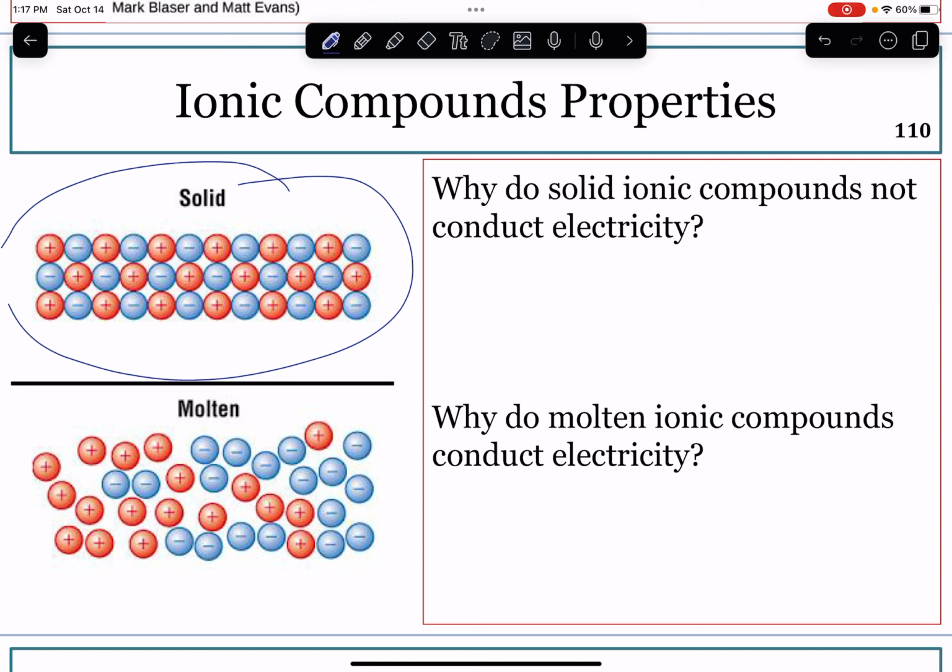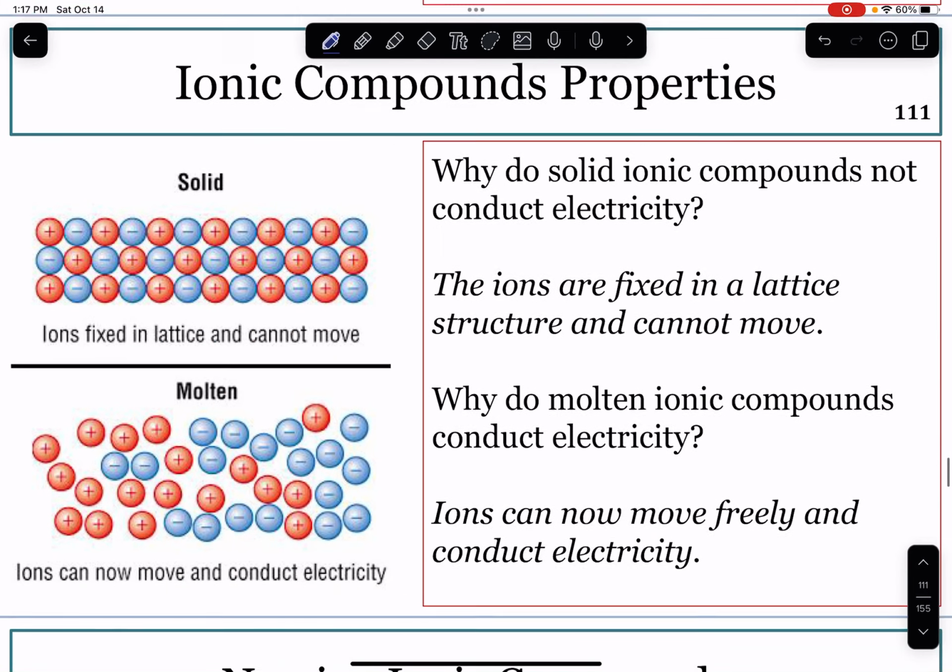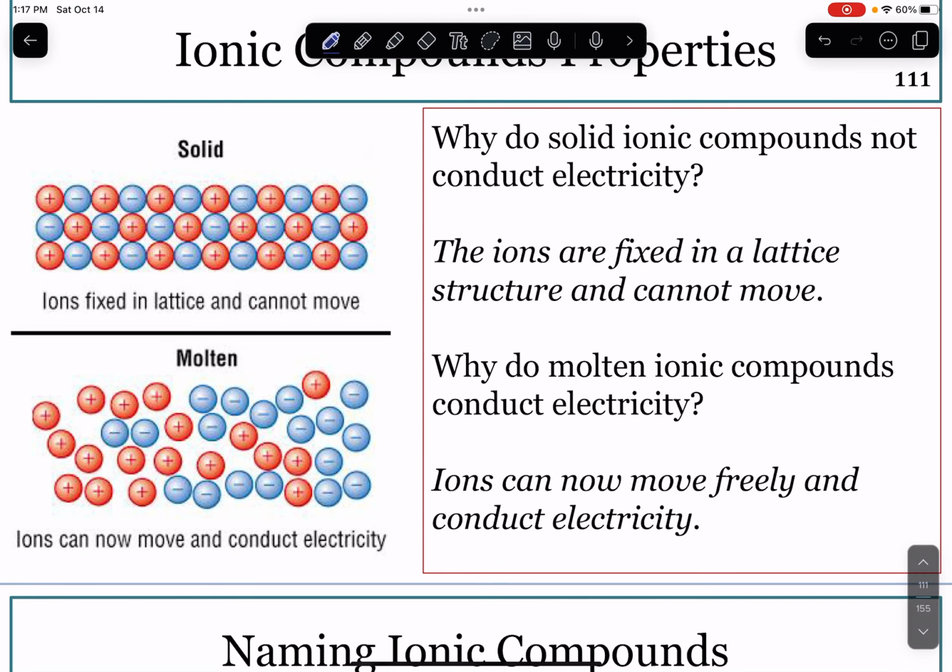But when it's molten, or in the liquid phase, the particles are still super close to each other, but they're moving around each other. They're not stuck in a lattice structure. And that is why when the ions are in a fixed lattice structure and cannot move, they can't conduct electricity, because electricity is the movement of electrons, or the negative and positive particles. This is why the ions, when they are molten, can now move freely and conduct electricity.